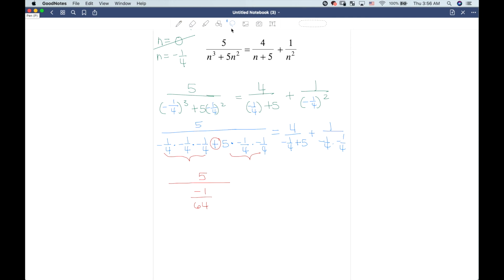Well, let me actually move this. Plus 5. So if you're not sure, just turn that into a fraction and multiply straight across. 5 times negative 1 is negative 5. Negative 5 times negative 1 is positive 5. 4 times 4 is 16.